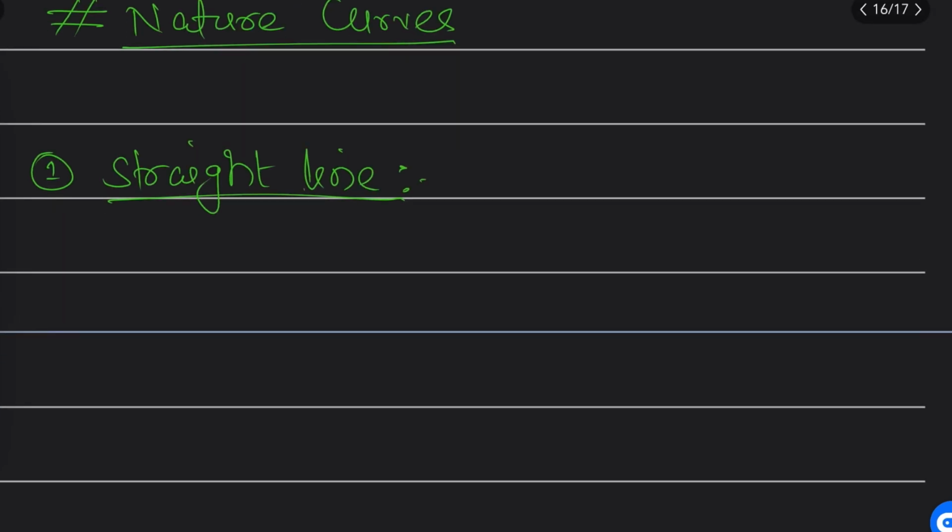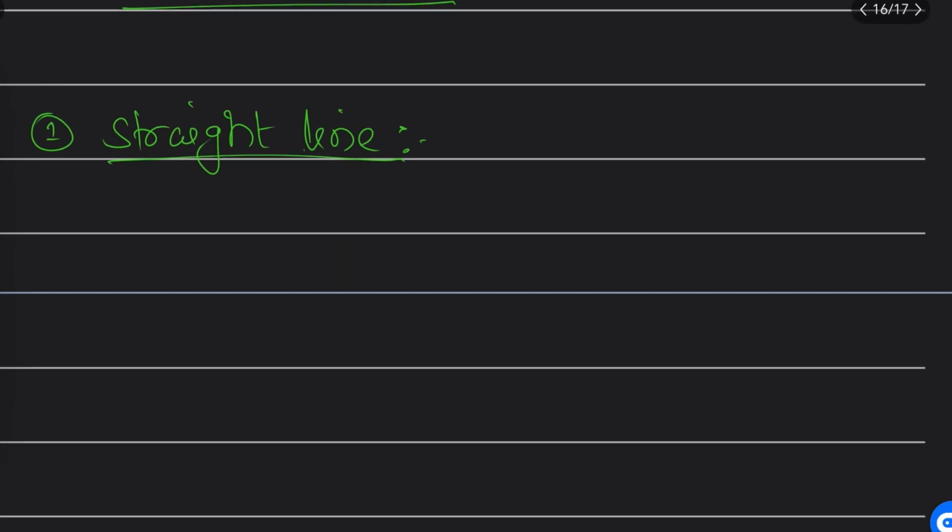If I'm talking about straight line, it has multiple equations, right? So, important equations I'm going to discuss here. Sir, first I'm discussing this, which is called slope intercept form.